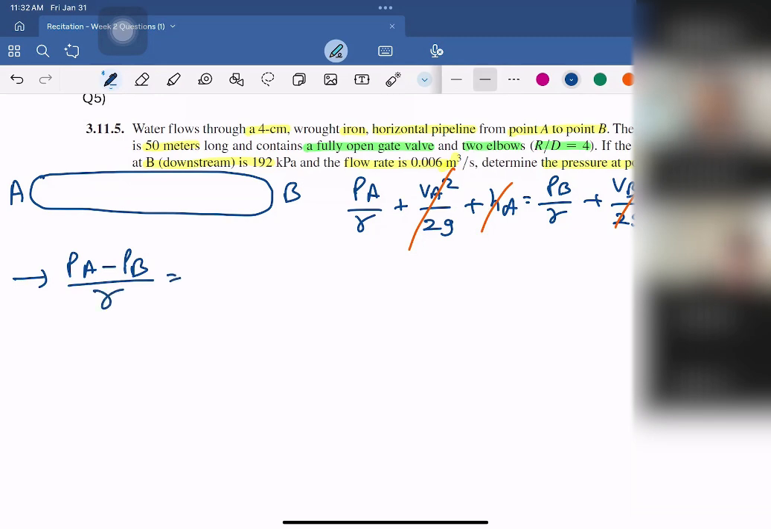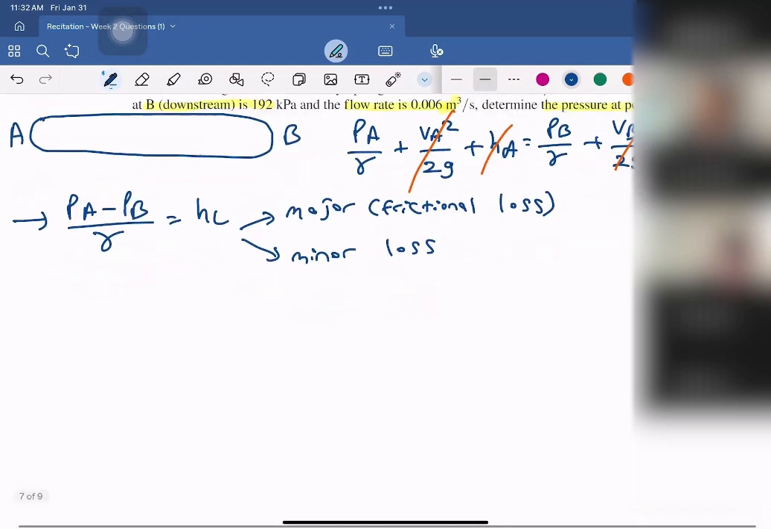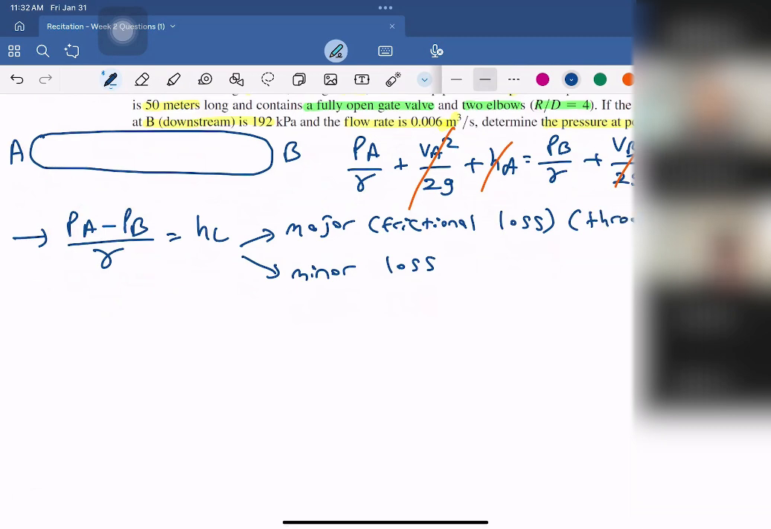If we move pressure at B to the left-hand side, the loss will be this one, which you're already familiar with. This time we will have 2 different losses, which is major or friction loss and minor loss. This is for the pipe. This is only for valves or elbows, gates.